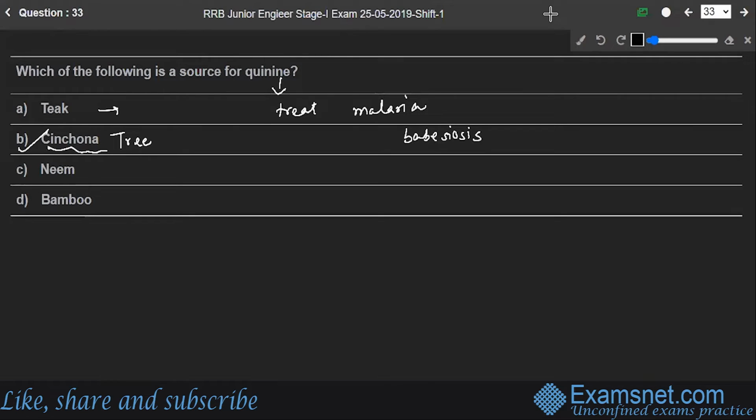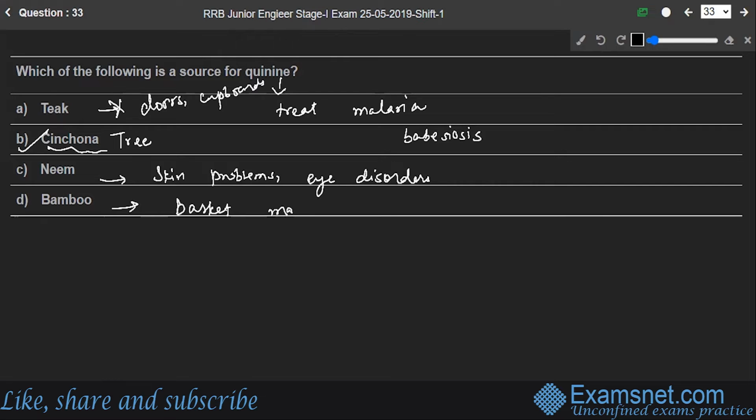And if I talk about teak, this teak tree is actually very expensive timber, which is used for making doors, cupboards, etc. And if I talk about neem, this is used for skin problems, cosmetics, eye disorders, etc. Then you have the bamboo. Bamboo is used for various purposes such as basket making, roofing, pulp making, etc.